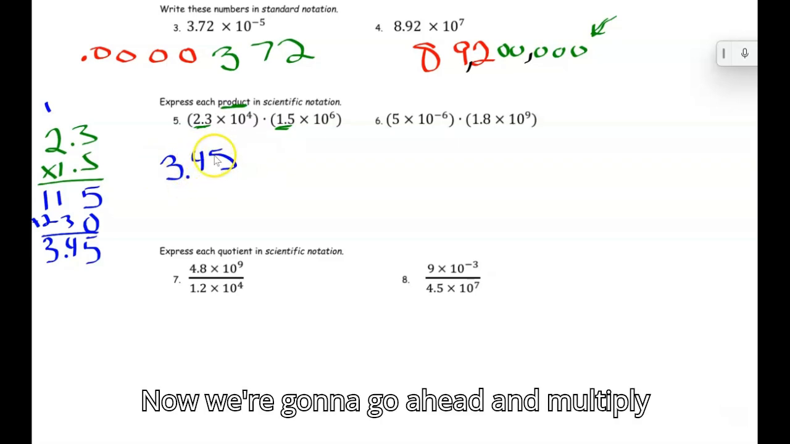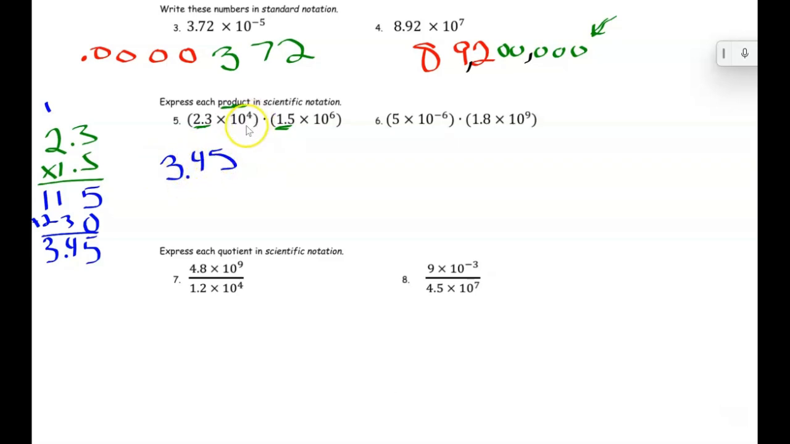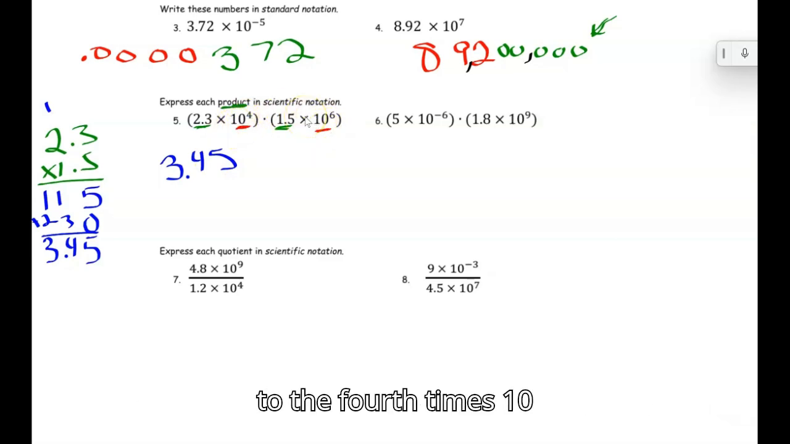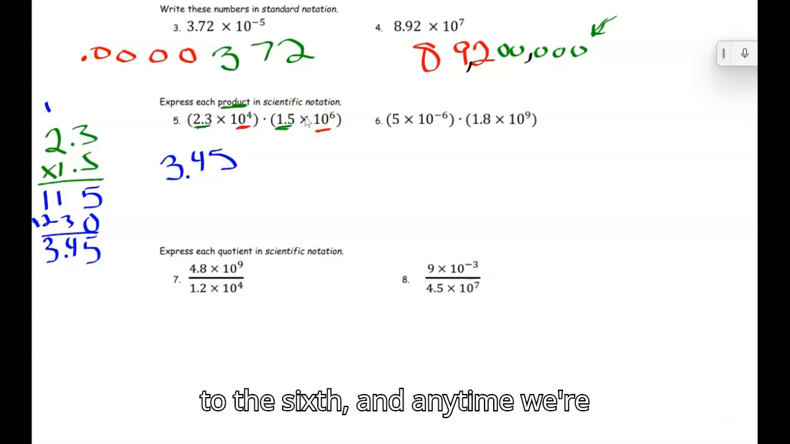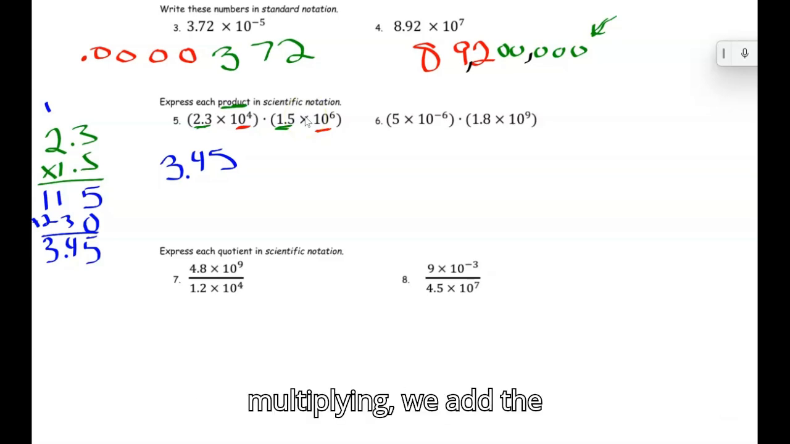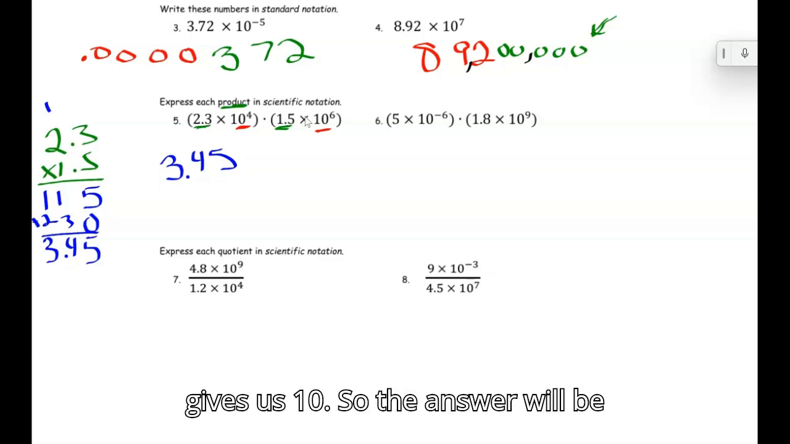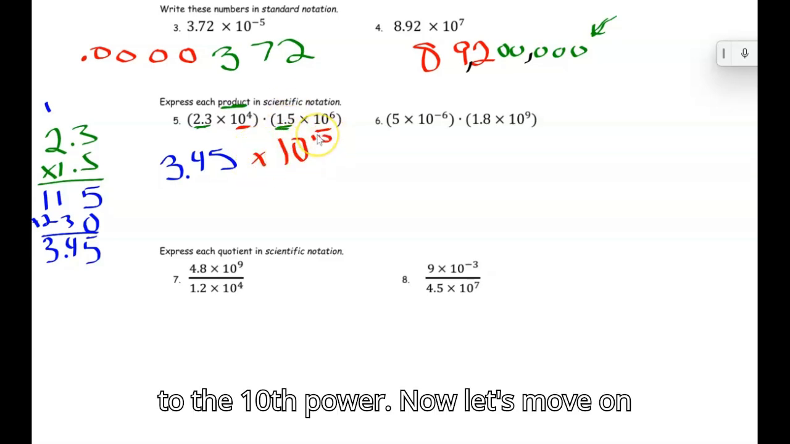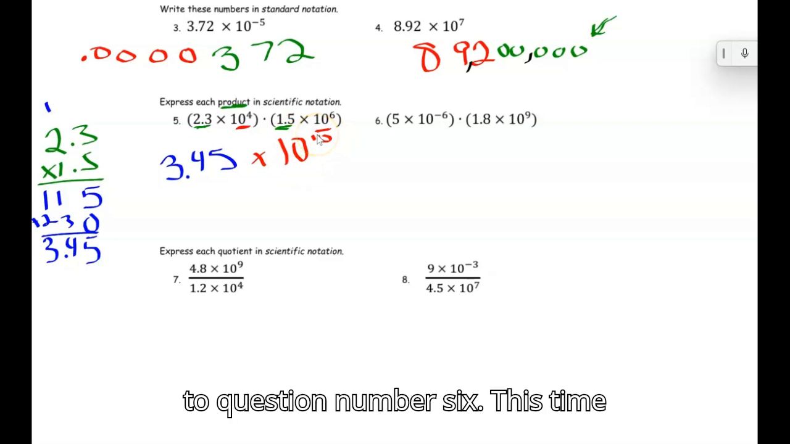3.45. Now we're going to go ahead and multiply our value to the exponents. That's 10 to the 4th times 10 to the 6th, and anytime we're multiplying, we add the exponents. 4 plus 6 gives us 10. So the answer will be 3.45 times 10 to the 10th power. Now let's move on to question number 6.